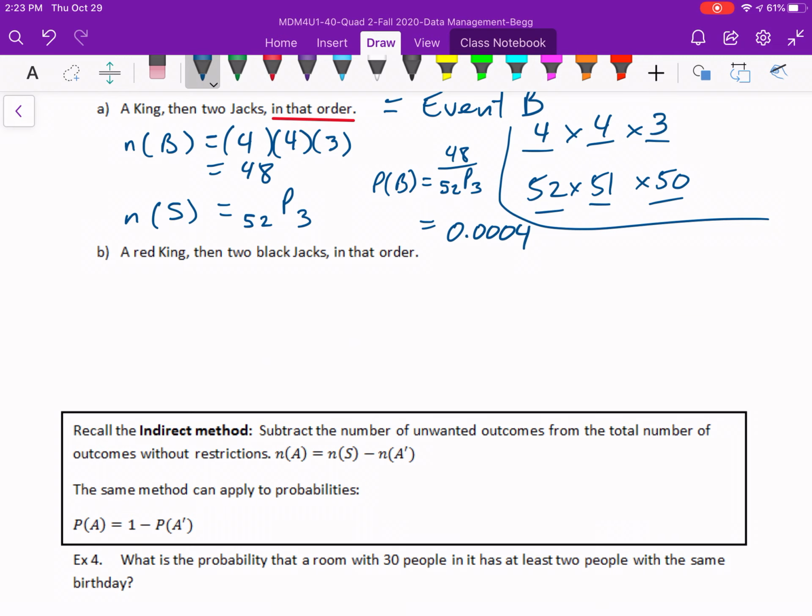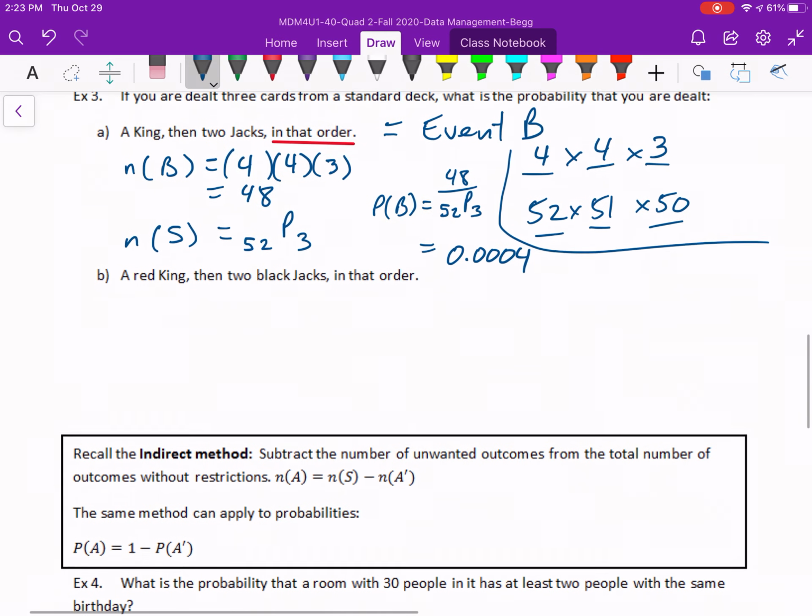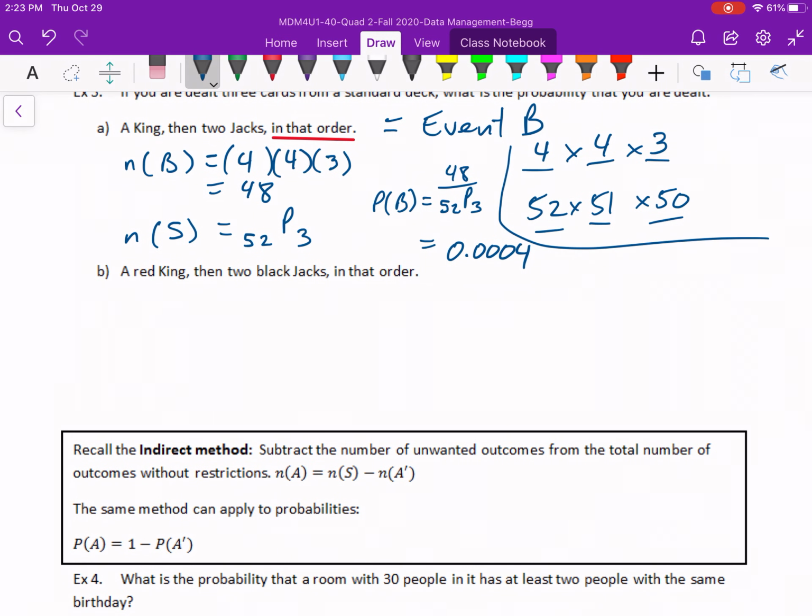such as a red king, followed by 2 black jacks. We'll make that be event C. So, N of C, I won't actually draw out the spaces like I did before, I'll just think it through. How many red kings are there? Well, there's 2 red kings. So I've got my choice of 1 of 2 red kings. And there's 2 black jacks as well. So I can have my choice of 1 of the 2 black jacks.